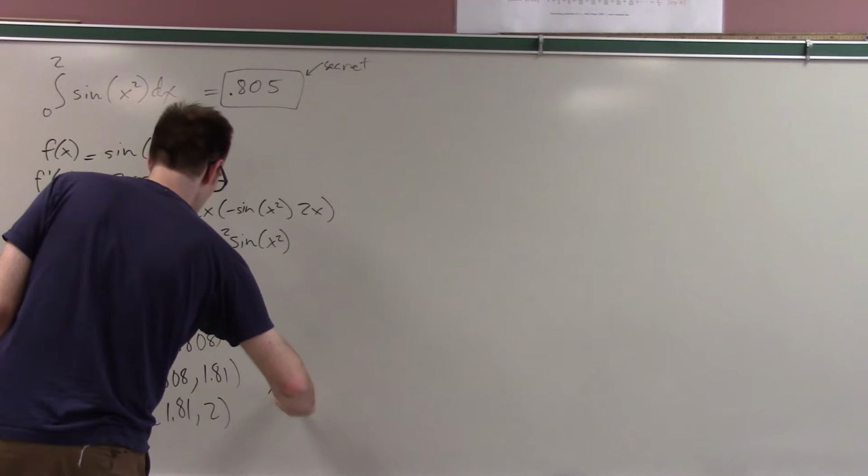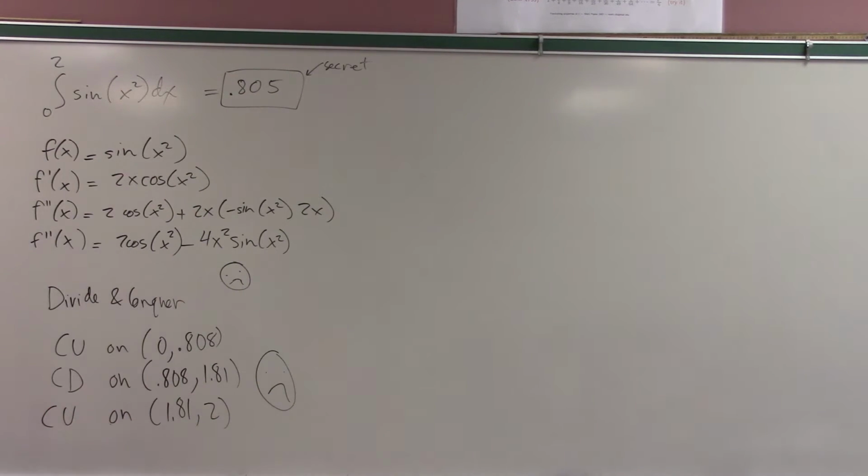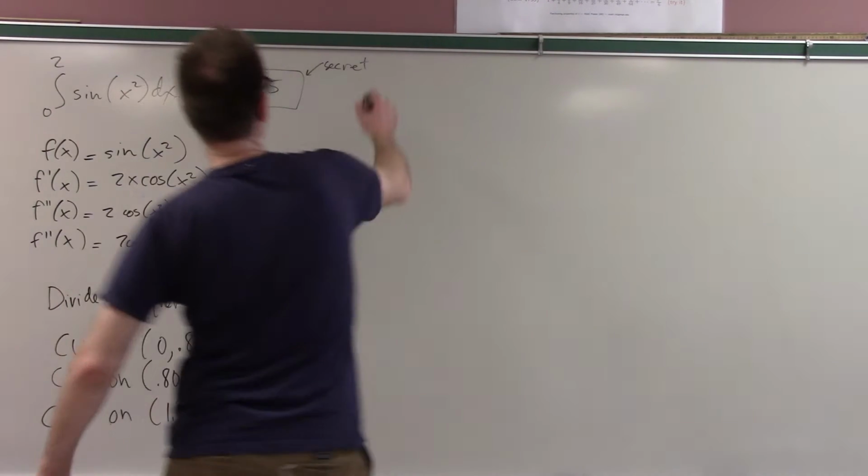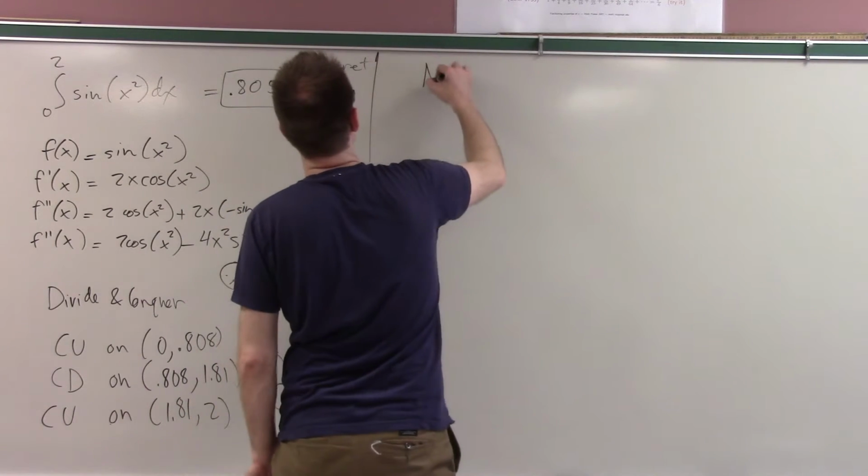So I'm just really sad. Because if I truly want an upper bound and a lower bound on this, then I'm going to need to split this up into intervals in which it's concave up, use trapezoid, then midpoint, split, and then do that for each interval. So I don't want to do that at all. So, new approach. New approach.